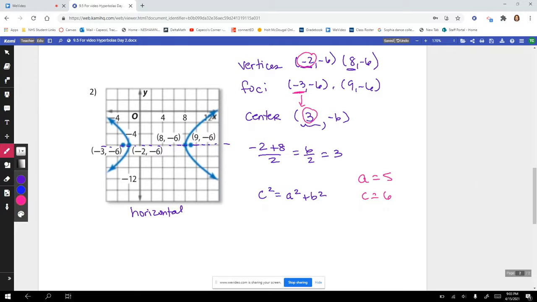Similar to the last problem, we need to use our equation to figure out what the value for b is, and I have b squared is equal to 11. So now I have all the information I need to write my equation.